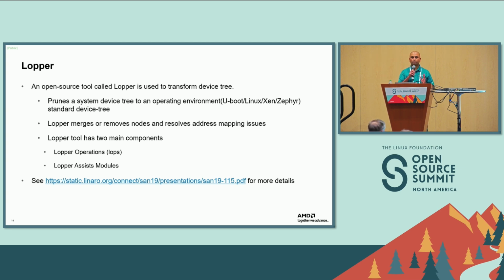So Lopper basically merges or removes the nodes and resolves all the system address map issues. Lopper basically contains two main components. The first one we call Lopper operations, or lops, and the next one is the lop sets. There is a brief talk from my colleague Bruce Ashfield at the Linaro Summit. You can refer to those slides.